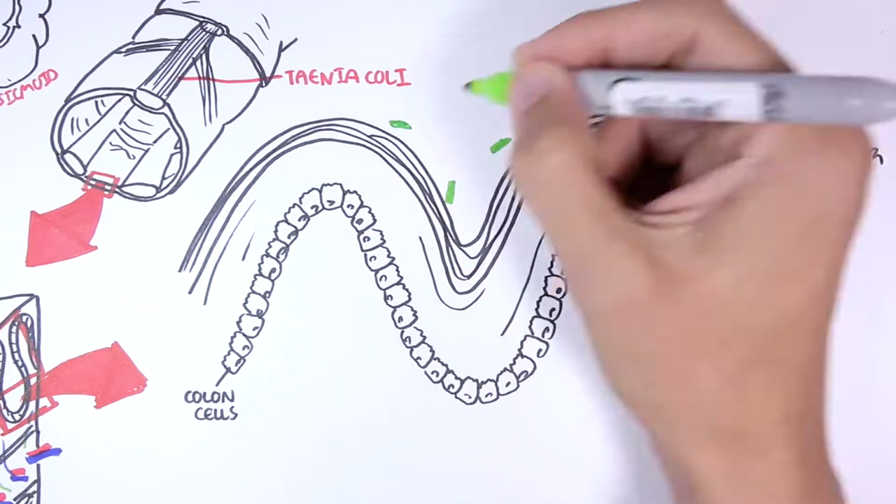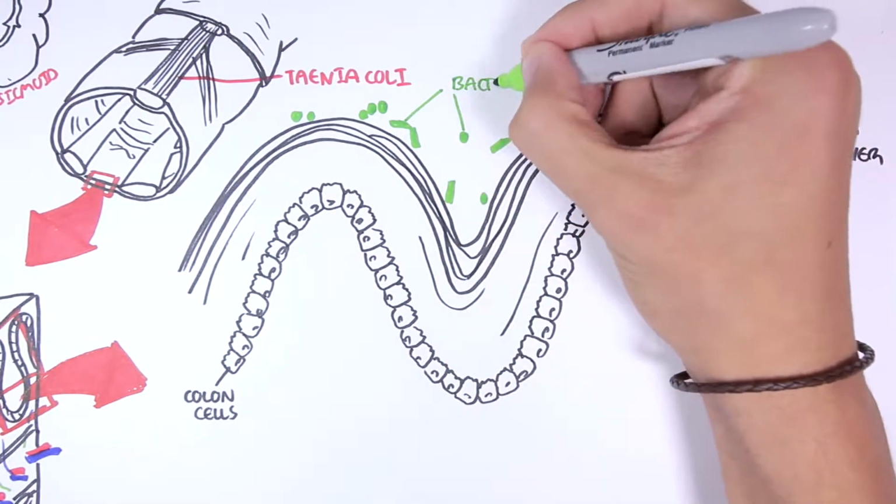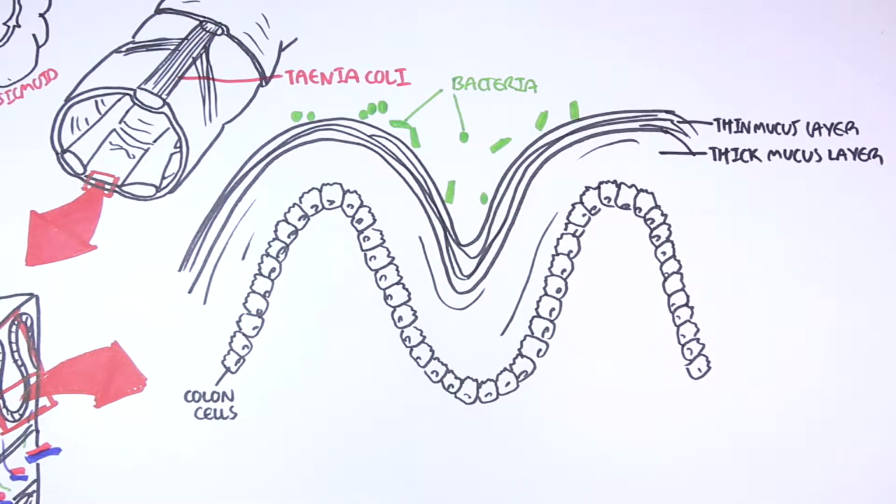Residing above the mucus and within the lumen are bacteria. These bacteria are called the gut microbiota. Humans and their gut microbiota have a symbiotic and mutualistic relationship.